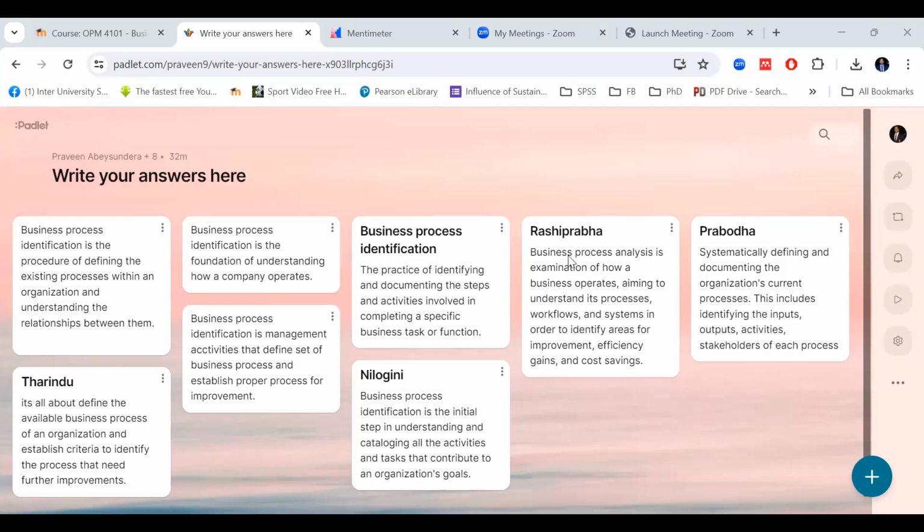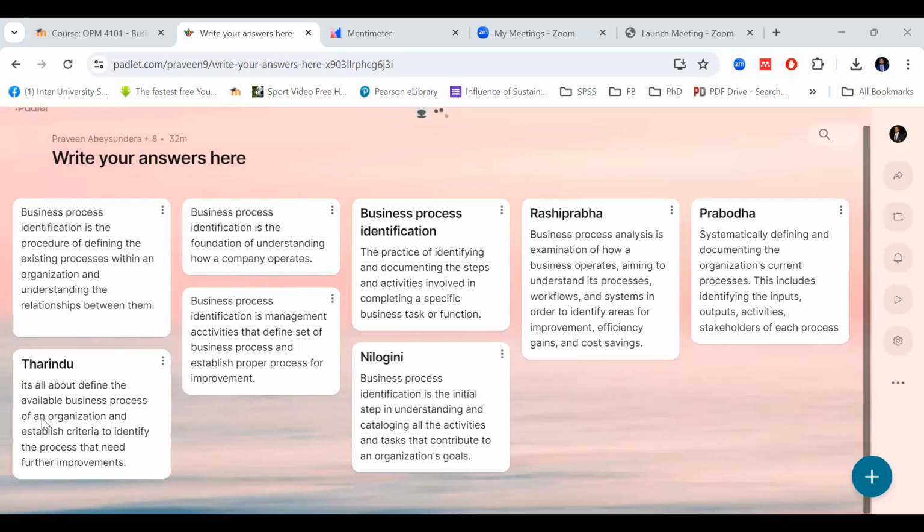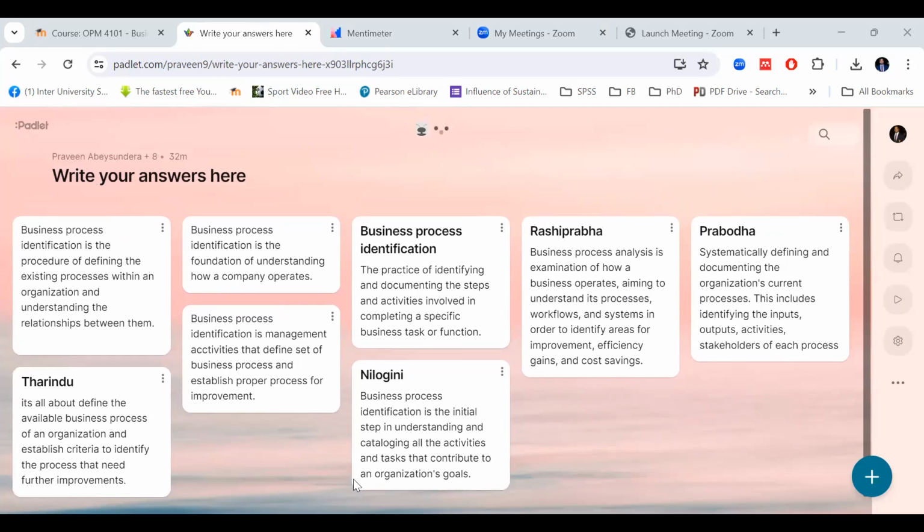According to Rashi Prabha, business process analysis is the examination of how a business operates, aiming to understand its processes, workflow, and systems in order to identify areas of improvement, efficiency gains, and cost savings. And Tarindu is mentioning it's all about defining the available business processes of an organization and establishing criteria to identify the processes that need further improvement. Okay, so I think everyone's answers have the essence of what is meant by process identification.